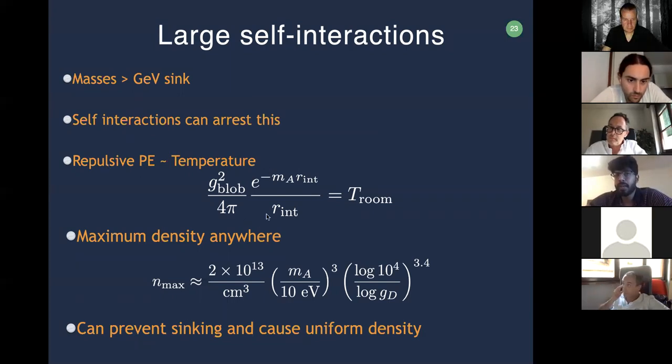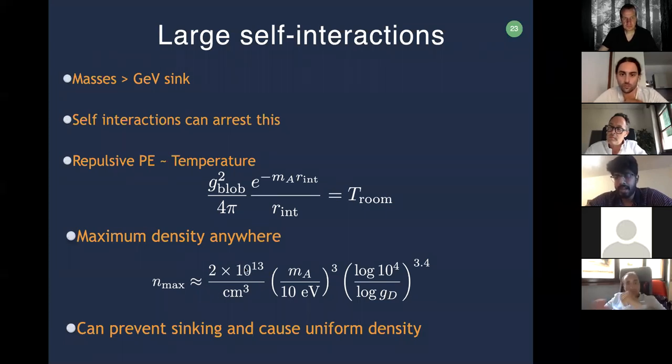Then you just equate the potential energy with the room temperature, which is the kinetic energy, and you see that there is a maximum density for mediator masses of around 10 eV or so, and with couplings of around 10 to the minus 4 or so, which will be around the benchmark that I'll be dealing with. You have number densities of 10 to the 13 per centimeter cube.